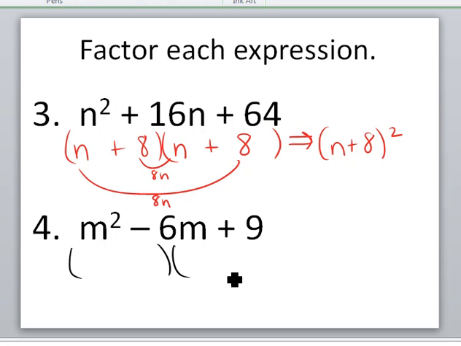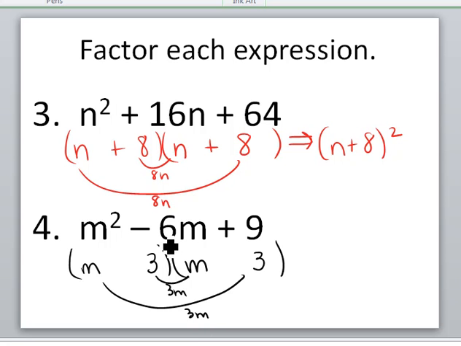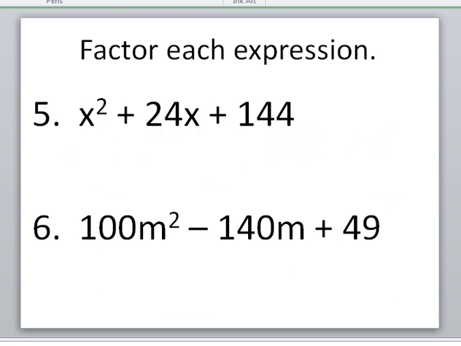Next example, I'm just going to keep going through these pretty quickly. I think most of you will like these. Like I said, if m times m gives you your m squared, what times what gives you 9? Well, 3 times 3, or 1 times 9, but since it's a perfect square, I'm going to try the 3 times 3. I get 3 and 3, 3m and 3m. I need a negative 6, so I need a negative and a negative, so I put 2 minuses. That gives me m minus 3 squared. I have a few more of these.